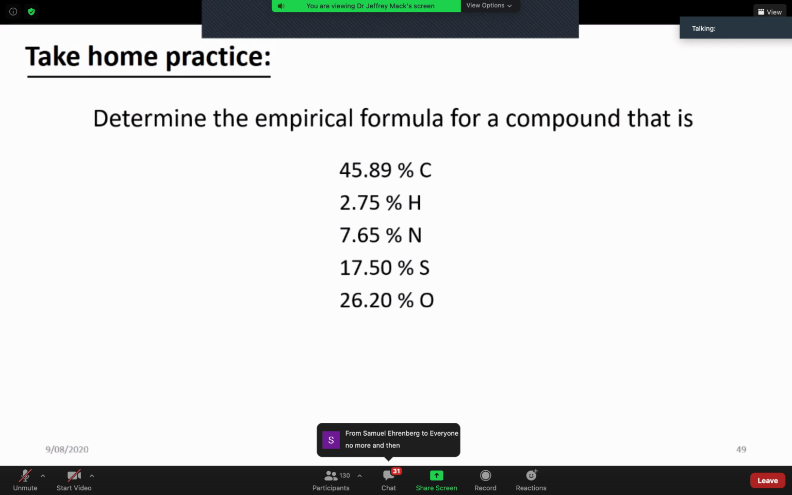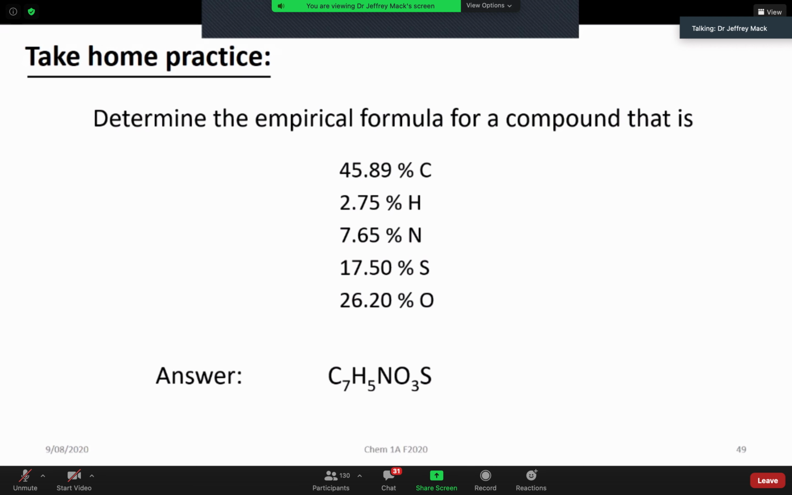And then, no, and then. Okay, there's no more and then.